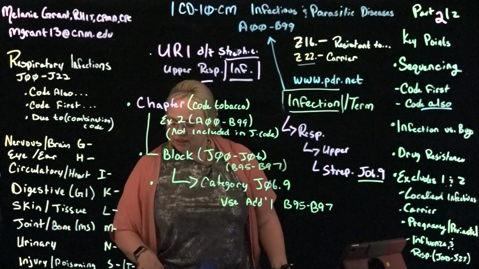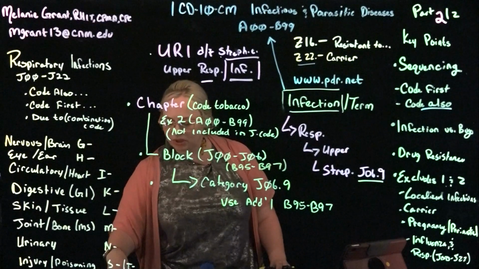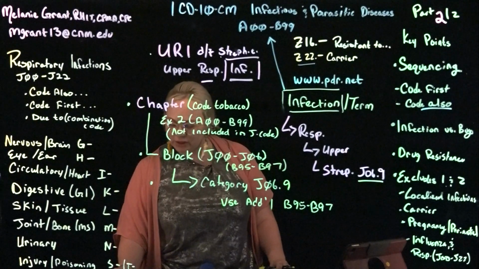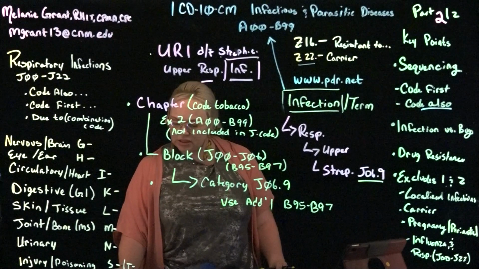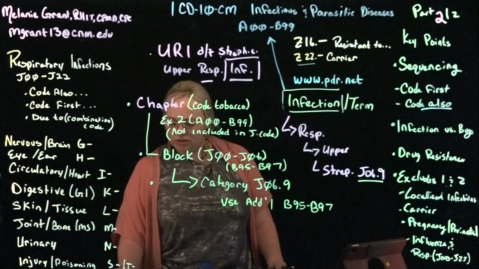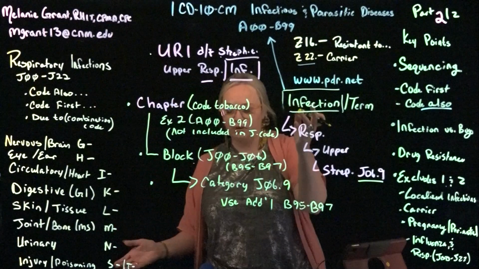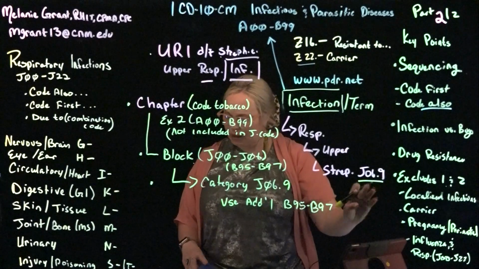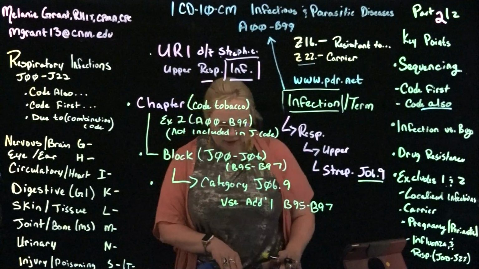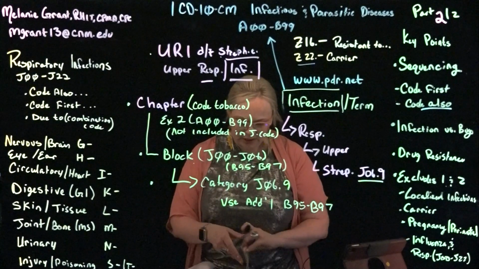I've already looked at the excludes 1 and 2 notes earlier, but if I wasn't as familiar, if it's not fresh in my mind, I would look at those and say there's an excludes 1 for the certain localized infection, there's excludes 2 if they're a carrier, and other infections for J codes, which I've already coded with J06.9. So I can go to the block now of B95 through B97.